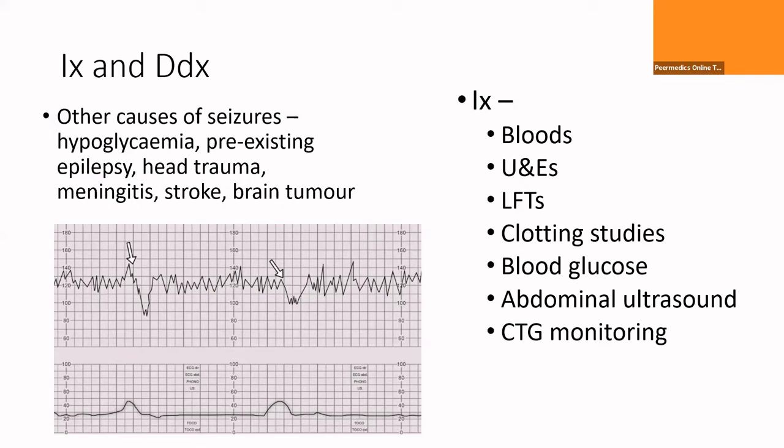Blood glucose can tell you whether you've got hypoglycemia, which will be a reversible cause of seizures. And abdominal ultrasound and CTG are going to be key in telling us whether we've got any fetal distress and bradycardia. So the image that we've got on the left here is a CTG trace, and the arrows are just showing late decelerations, which is not an exclusive sign of eclampsia. It's one of the several signs of fetal distress to look out for. And how to read CTGs is another talk in itself, really.